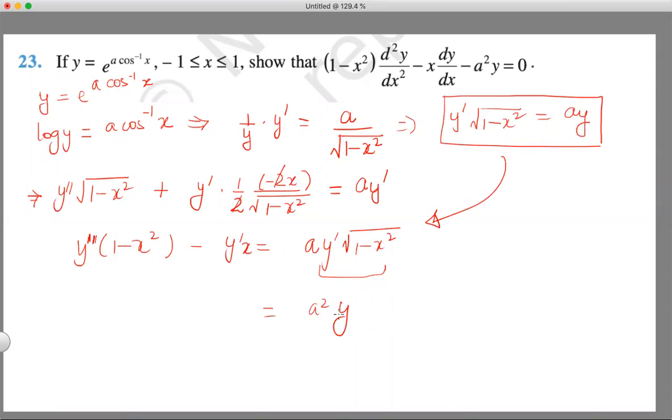Okay, this will become a square y. And this is this, and so we have got what we wanted, right? This is same as this. Okay, we can bring it on this side and put it as 0. Now this is exactly the same.